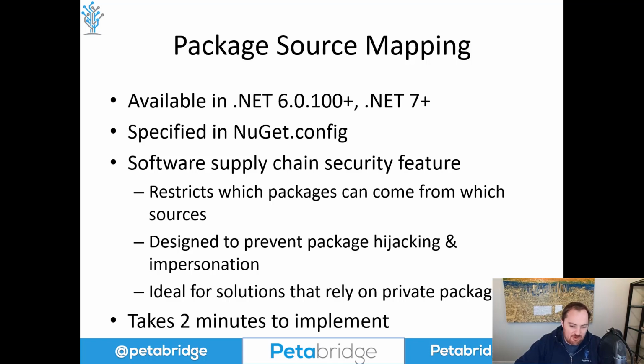So you should absolutely spend those 2 minutes doing it if you're actually building production grade software that relies on private NuGet packages that aren't coming from NuGet.org. So without any further ado, we're actually going to step into a little code sample where I'm going to take one of Petabridge's open source projects and upgrade it to use both of these features.